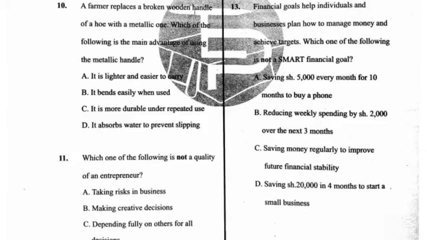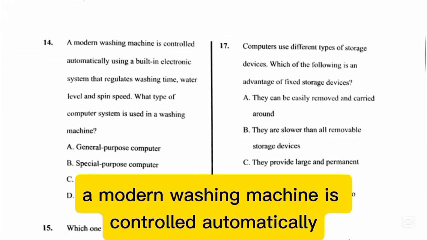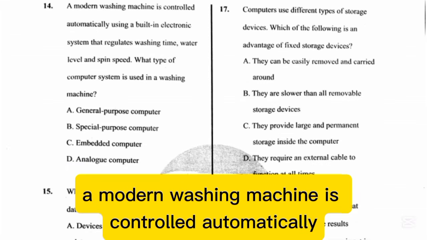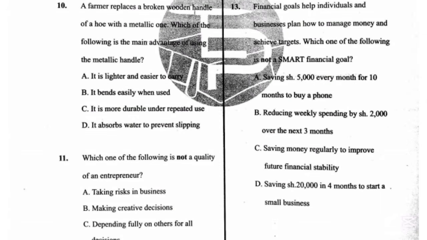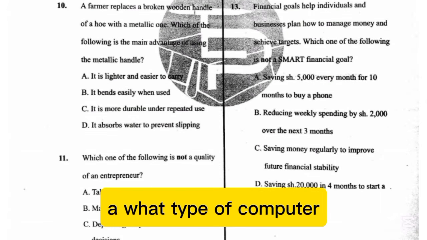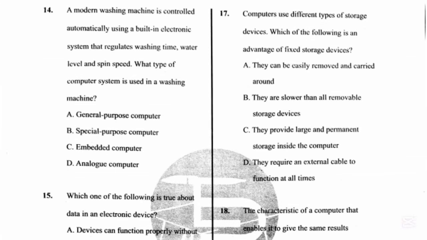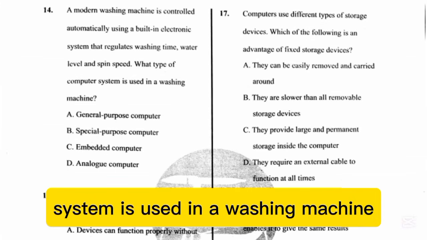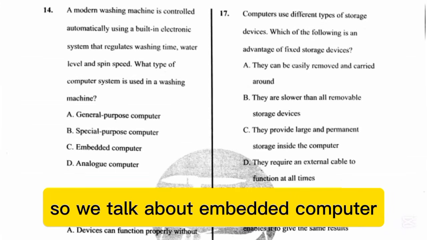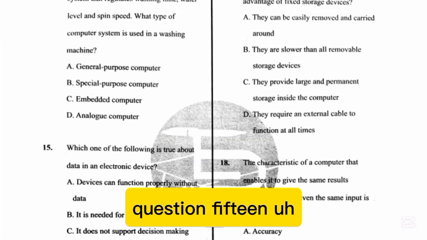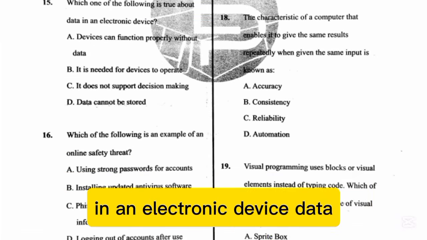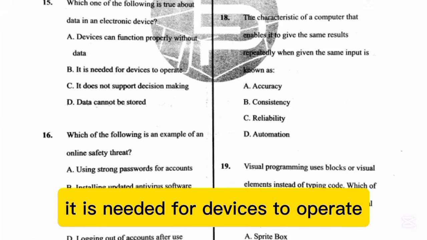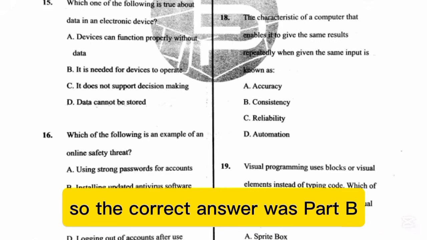Question 14. A modern washing machine is controlled automatically using a built-in what type of computer system is used in a washing machine? So we talk about embedded computer. Question 15. Which one of the following is true about data in an electronic device? Data, it is needed for devices to operate. So the correct answer was part B.